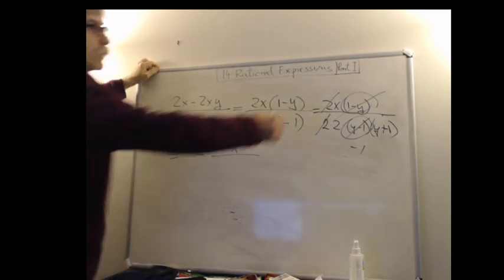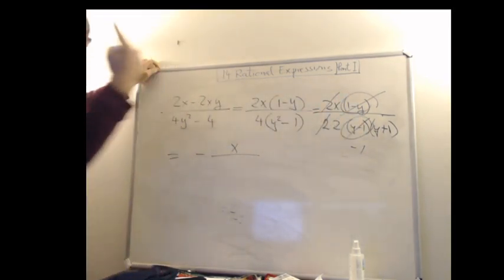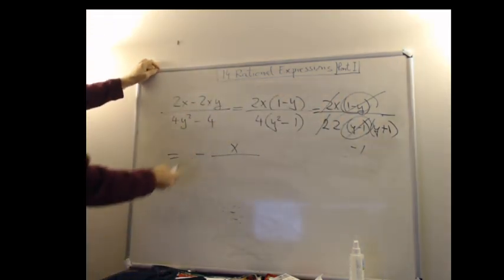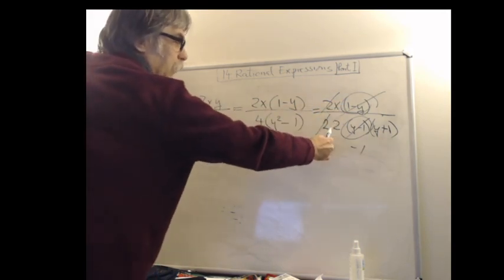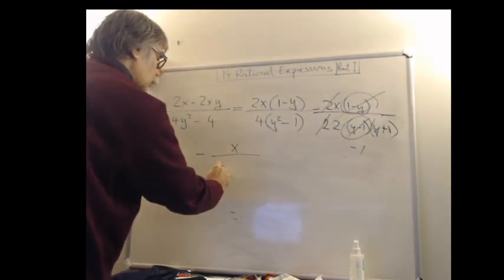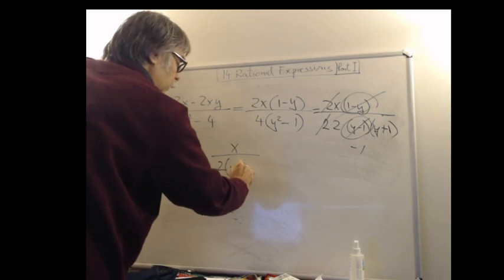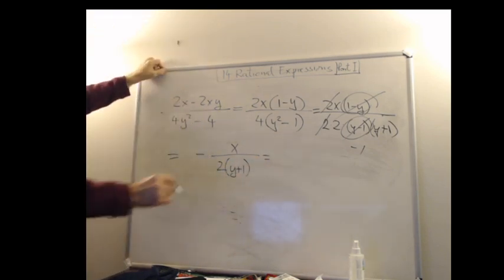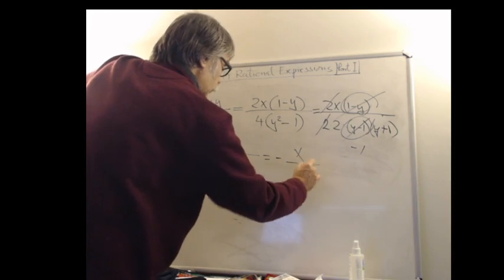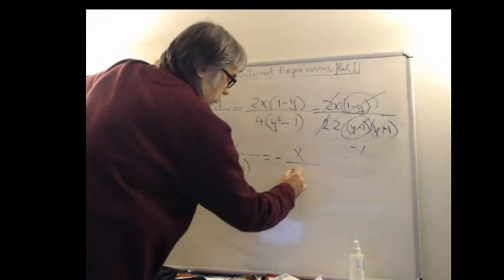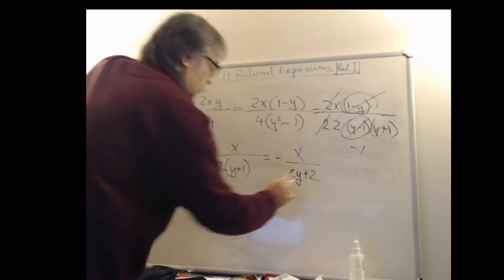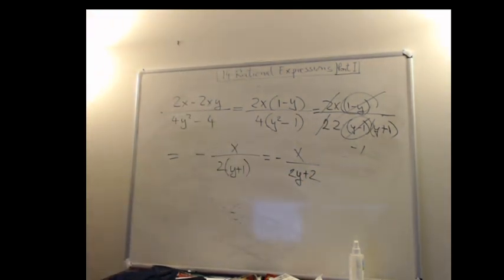But in either case, if you cancel this one and this one, negative 1 stays somewhere. I'll put it in front. So I have x on the top that is left. What is left on the bottom? This guy and this guy. So I have 2 times y plus 1. And now I can finish the job. I have negative x on the top, and I finish the job, I mean get rid of parentheses. You don't have to, but I'm going to do that. And this is it. Okay?